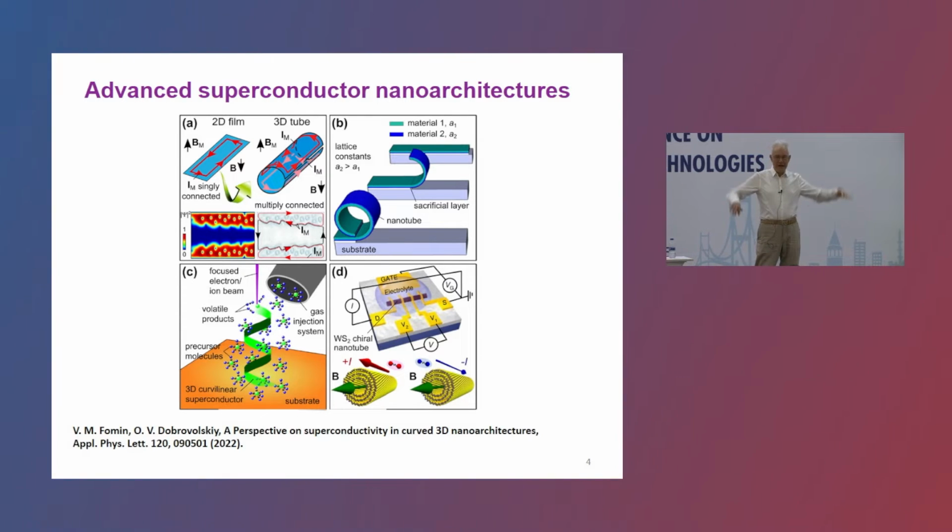But if you have rolled up a nanotube and put it, as I said, in a magnetic field which is orthogonal to the axis, there are two loops of superconducting screening currents developing in the upper, conventionally, and in the lower part of this tube. And they are independent from each other. And they are topologically disconnected.